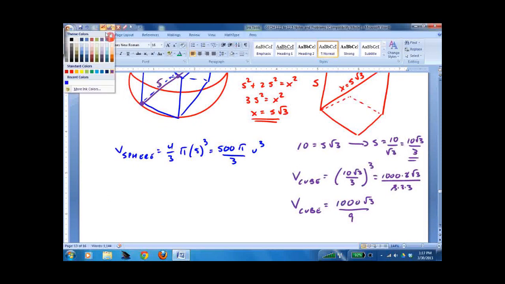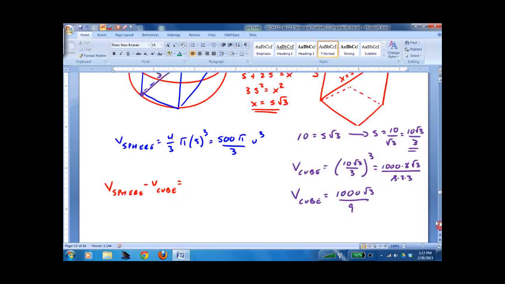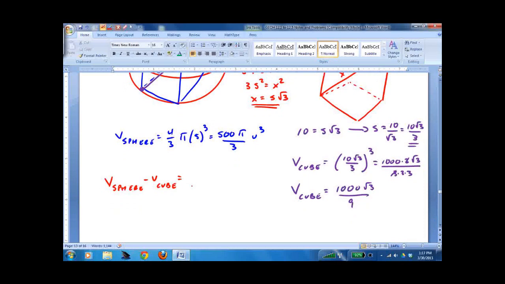So this was a long way to get here. Volume of sphere minus cube equals, let's put some numbers in since we're going to get a decimal eventually anyway. 523.6 minus 192.5. We get 331 units cubed.